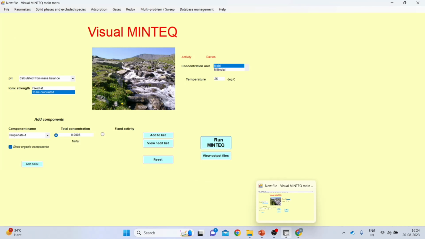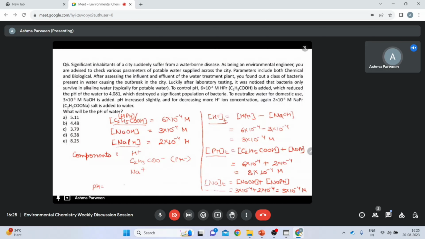So let's go back. pH is equal to 5.103, which is option A. Option A is the correct answer. So let's move to the next question.